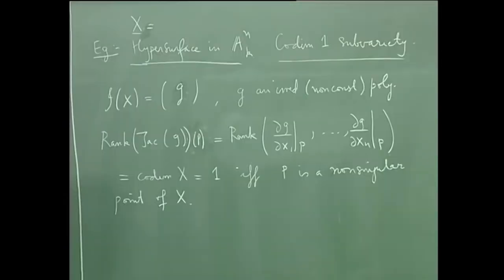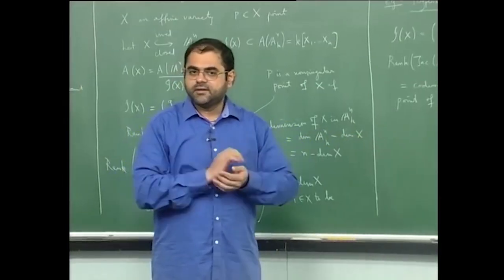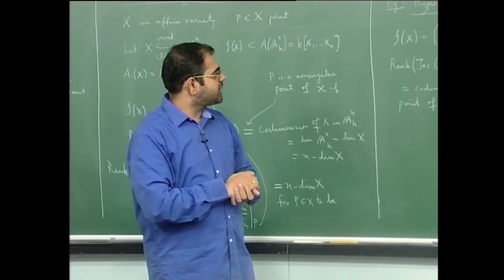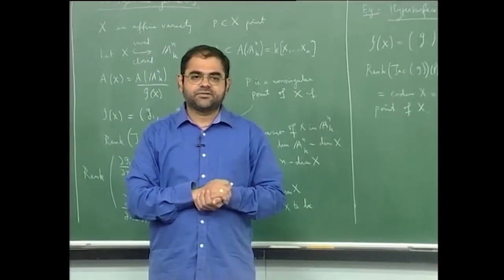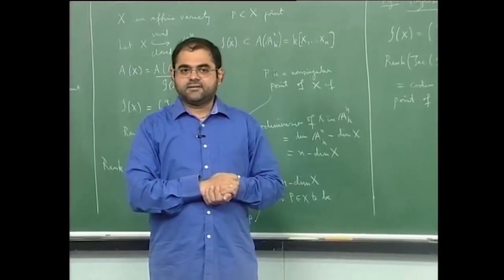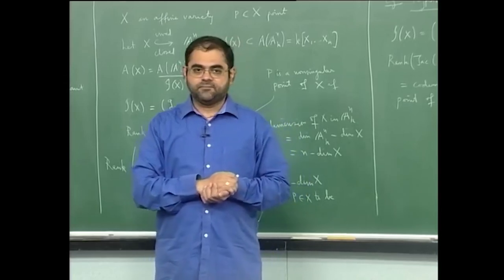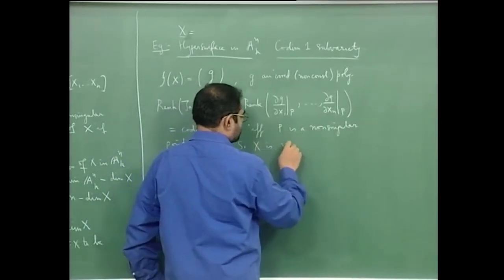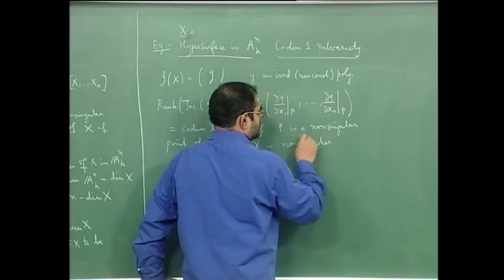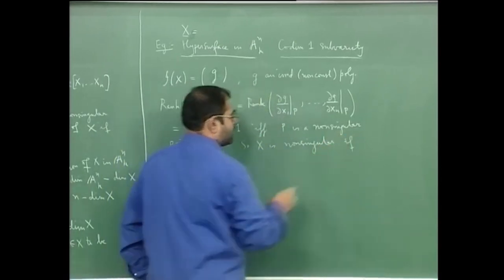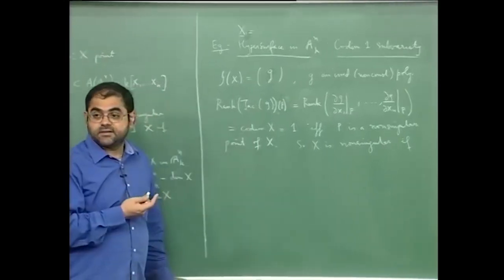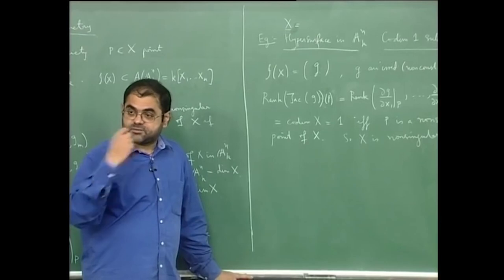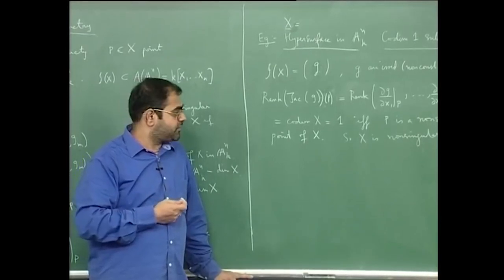So if you want the hypersurface to be non-singular, that means you want all the points on the hypersurface to be smooth non-singular points, then the condition is that all the first partial derivatives of G should not simultaneously vanish at any given point. Such a polynomial is called a non-singular polynomial, a smooth polynomial. So X is non-singular means that at every point of X it is non-singular. That's what it means.